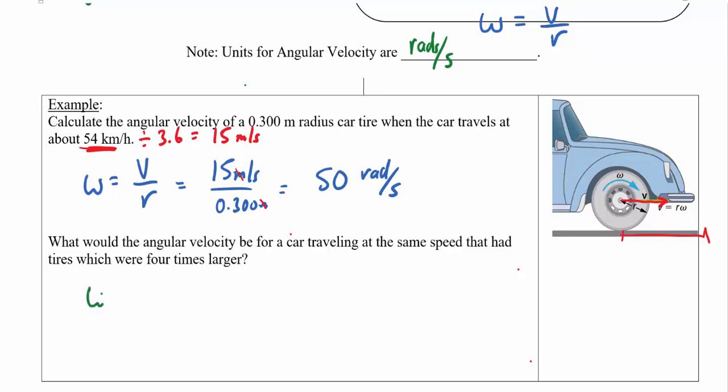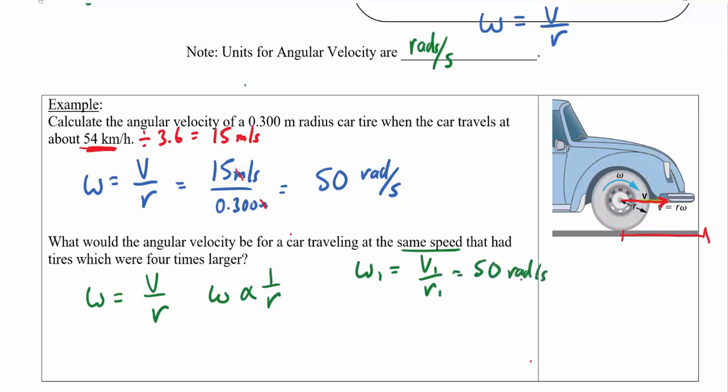And so since we know that omega, the angular velocity, is velocity divided by r, then we know that omega is proportional to 1 over r. If we have the same speed, then I'm not really worried about that v. And so you could say something like, well, if omega 1 is v1 over r1, and that equals 50 radians per second, then the new omega, omega 2, would just be v1 over r1 divided by 4. And so that would be 12.5 radians per second because of the proportionality.